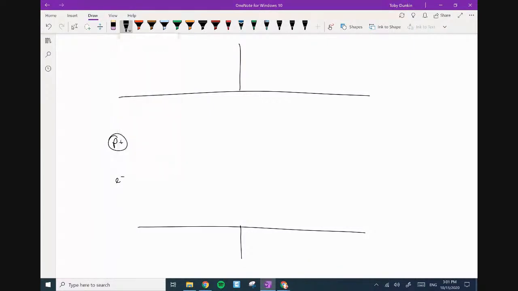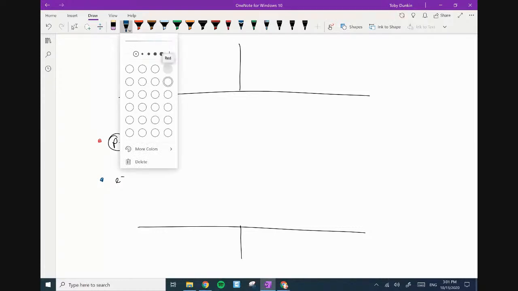The proton is going to be in red and the electron's going to be in blue because they're opposites of each other, complementary colors. We're going to have them run side by side with each other. This is just ridiculous how slow this thing's going.